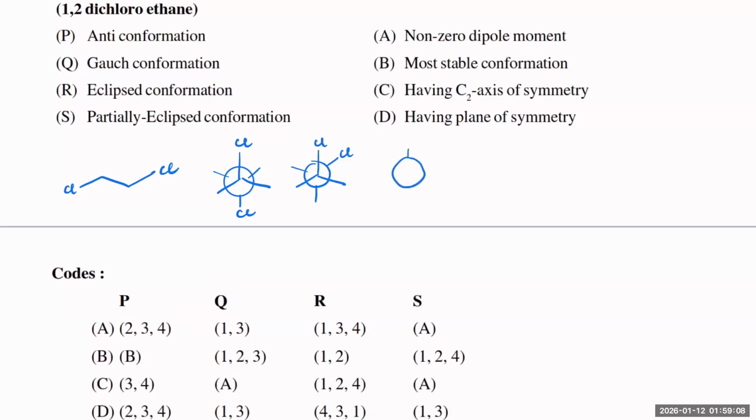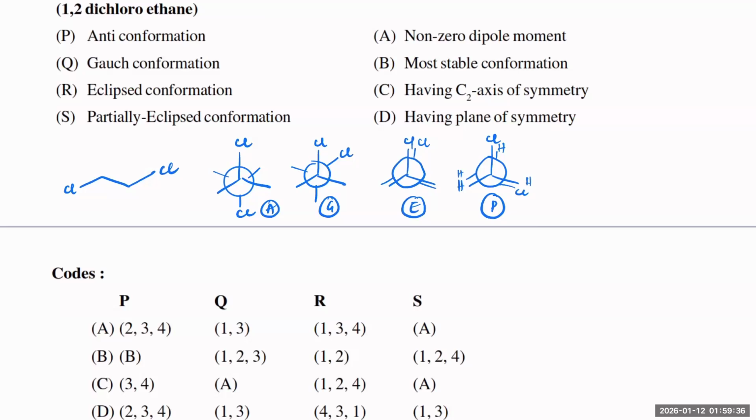Next we have the eclipsed conformation, chlorine and chlorine here like this. Next, we have the partially eclipsed conformation where chlorine is here and the rest of them are hydrogens like this. These are the conformations we have. So we have anti, gauche, eclipsed, and partially eclipsed. Okay, so let's start with the first one.